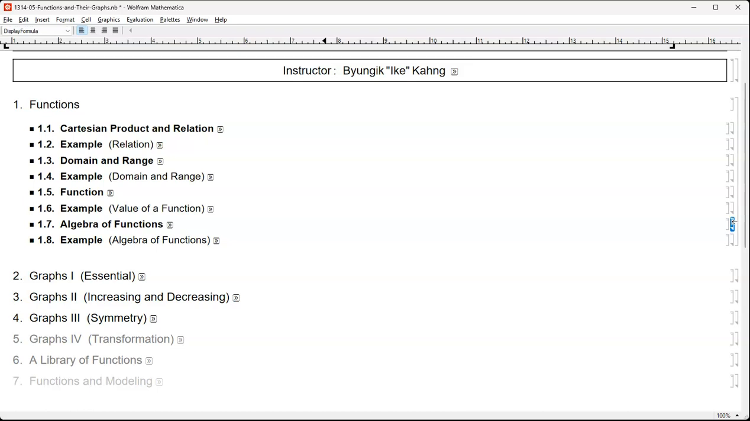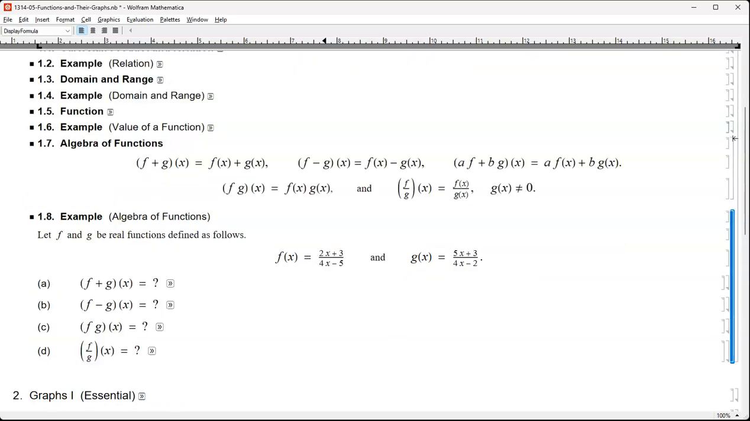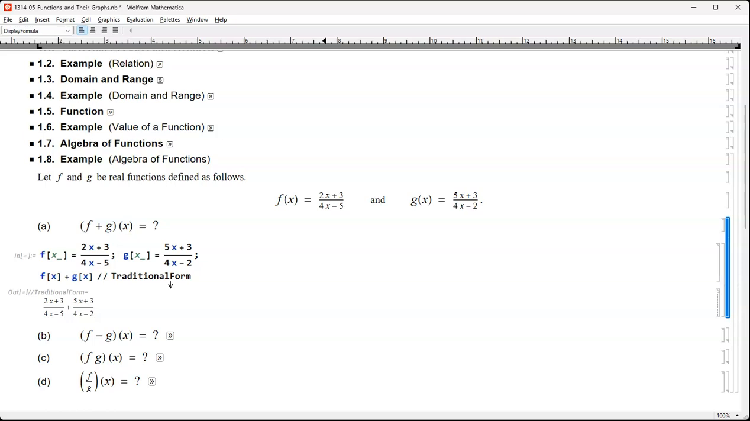Let's see, do we have enough time for algebra function problems? Okay, let's try to squeeze in. F plus g is just adding up the function value. F minus g is subtracting the function values. Multiply, divide, etc., etc. You can go ahead and do all those. For example, add these. You have nothing more than adding these two.